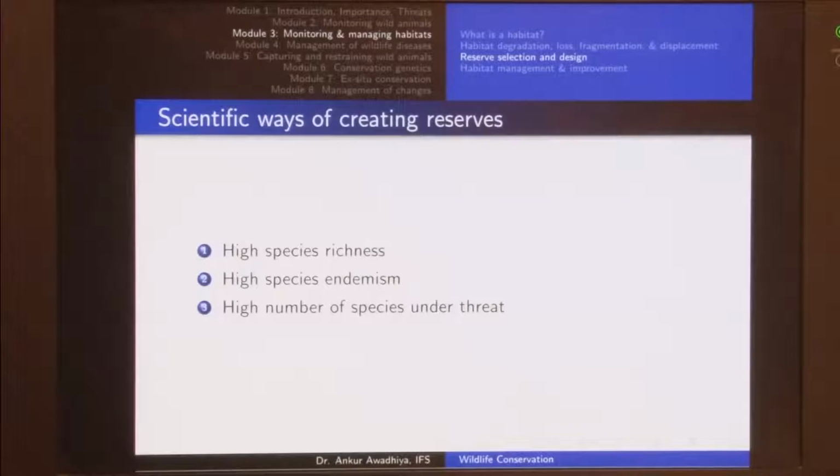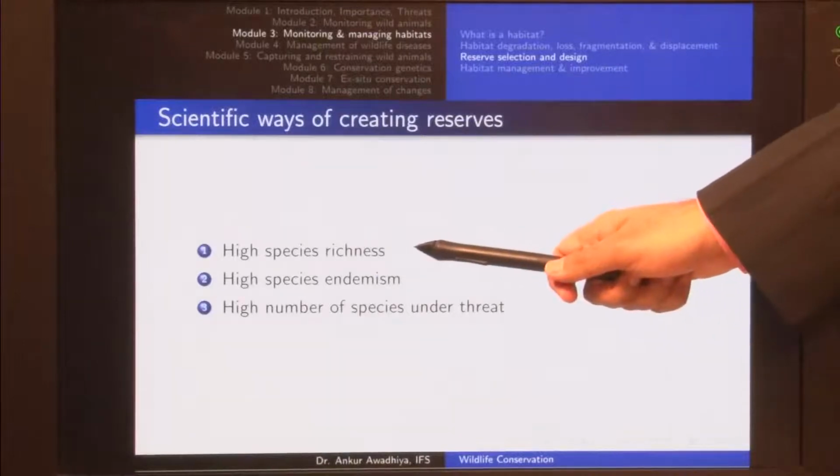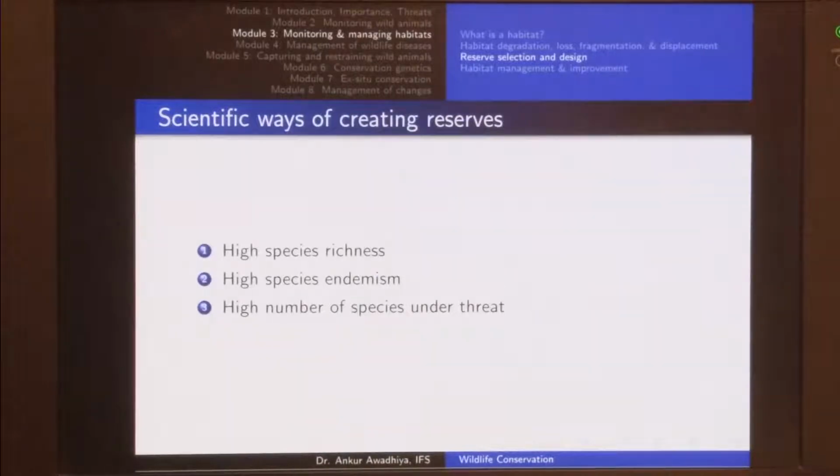The scientific way of creating reserves should dwell on at least these 3 points. It should have areas with a high species richness, a high species endemism and a high number of species under threat. Why? Because we want reserves to be able to protect our species. If there are areas which have high species richness and we create a reserve there, then we would be able to conserve quite a large number of species.